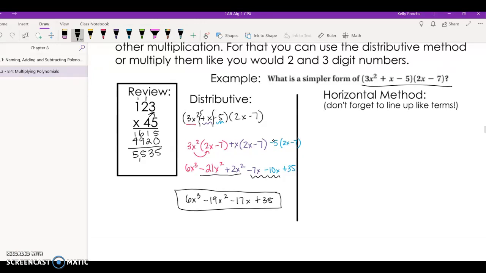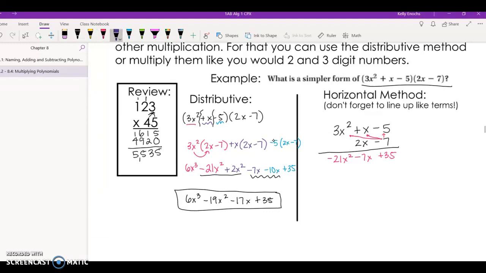We can do the same thing with our polynomials if we want to multiply them vertically. So 3x squared plus x minus 5 goes on top, and 2x minus 7 goes on the bottom. Notice my x's are in a column and my terms are in a column. Then I'm going to take the bottom one and multiply it times all of the top terms. So I have negative 5 times negative 7, that makes plus 35, no carrying over here. Negative 7 times x makes negative 7x, and negative 7 times 3x squared makes negative 21x squared.